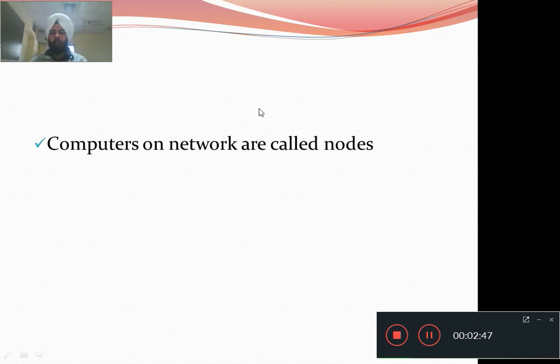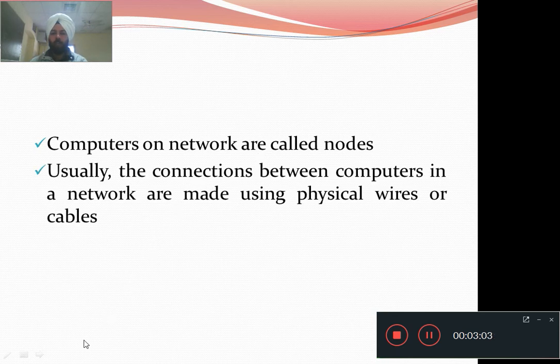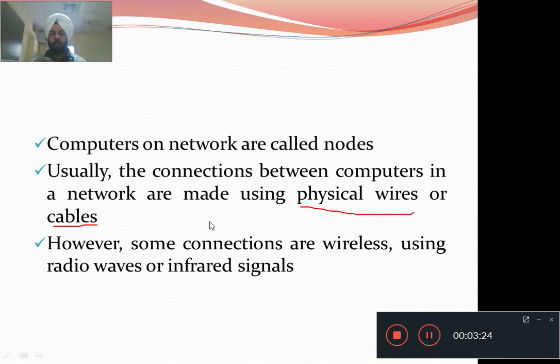What are the terminologies we can use over the network? First, computers on a network are called nodes. Usually, the connections between computers in a network use physical wires or cables. We can transmit data from one computer to another by use of cables. However, some connections are wireless, using radio waves or infrared signals. That means we can also send data from one computer to another wirelessly by using infrared or radio waves.